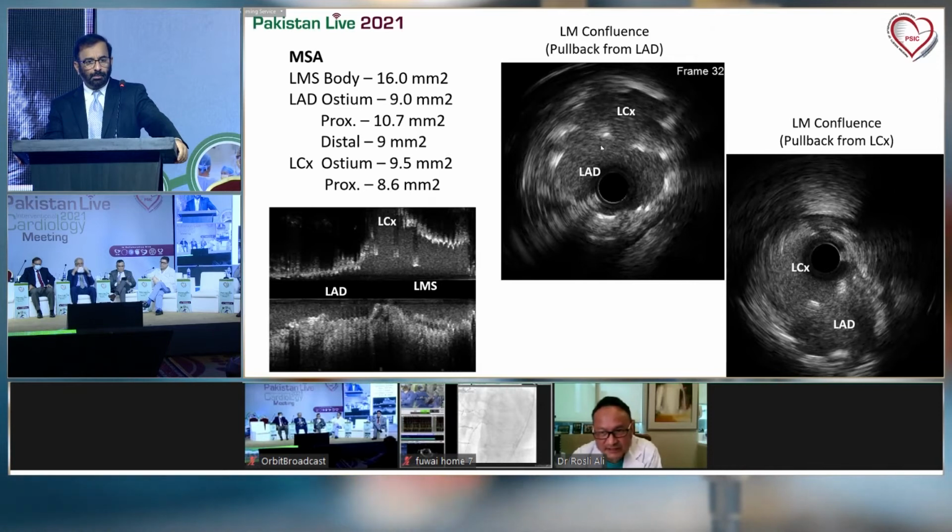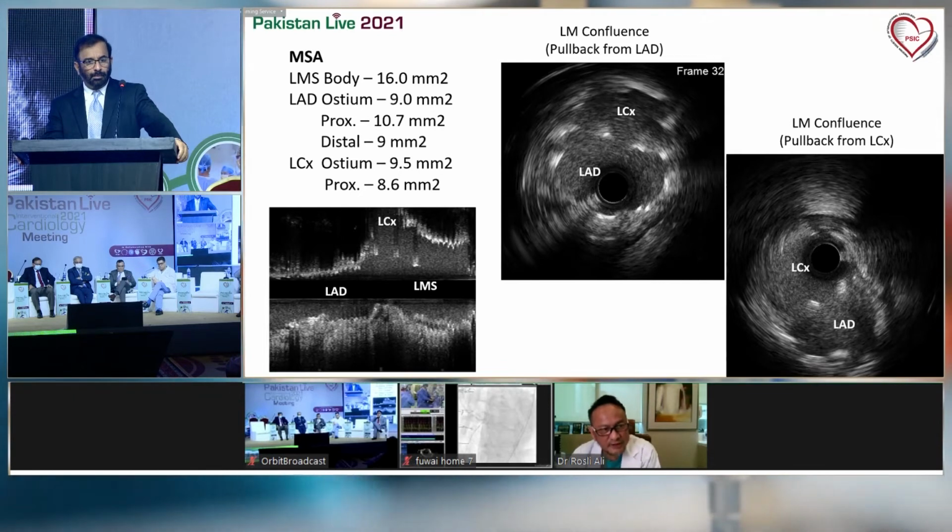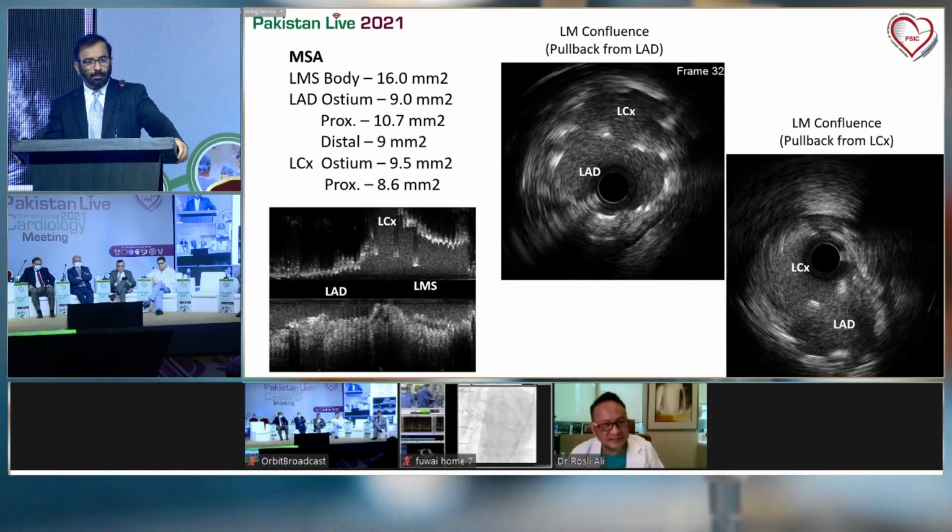So you see that this is the left main stem, confluent circumflex, and also pull back from the circumflex. This is the circumflex and LAD, and you'll be able to see that the ostium of the LAD is well expanded at 9 mm squared, and the circumflex at 9.5 mm, and the body of the left main at 16 mm squared.